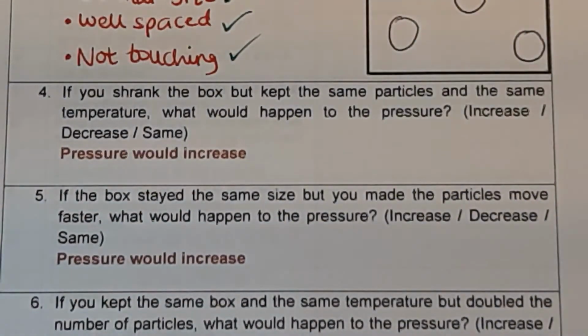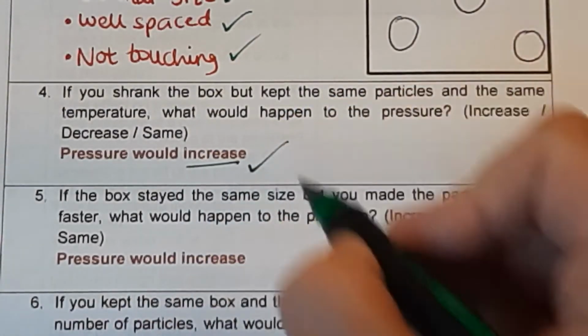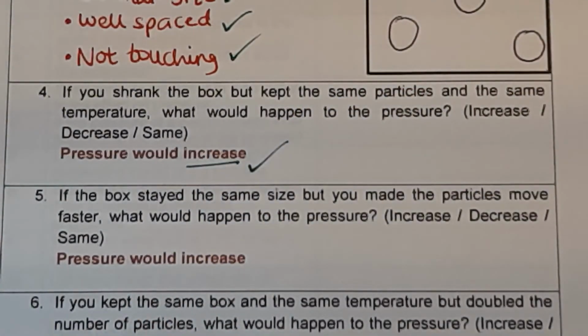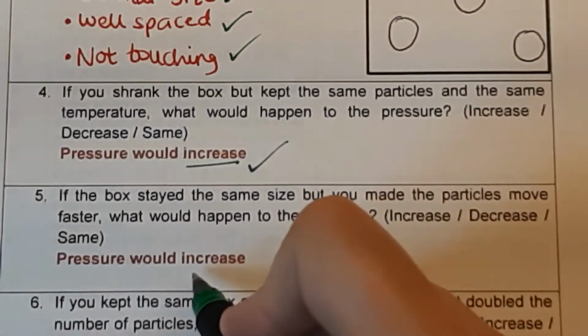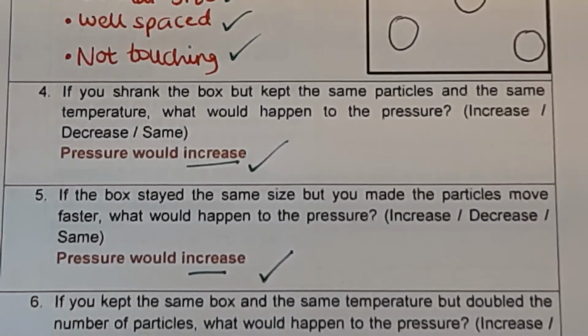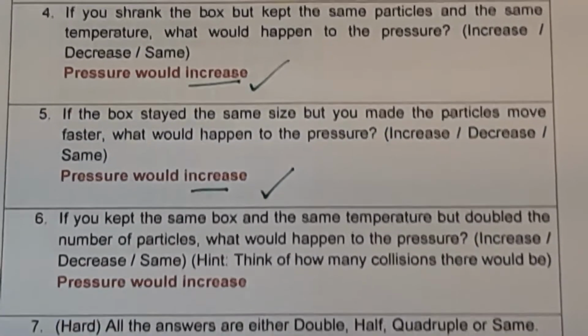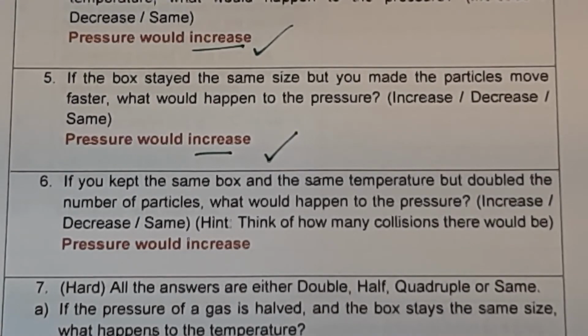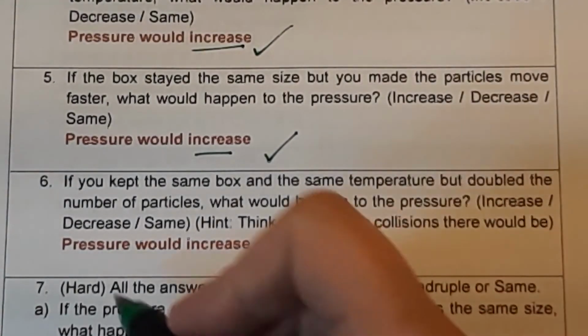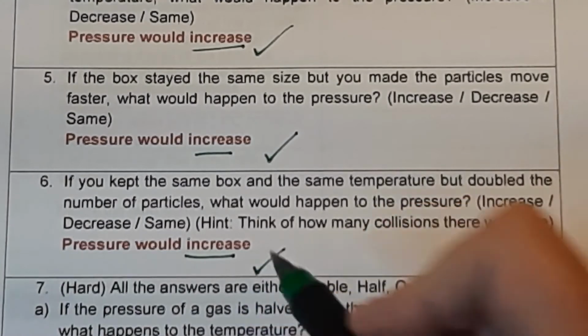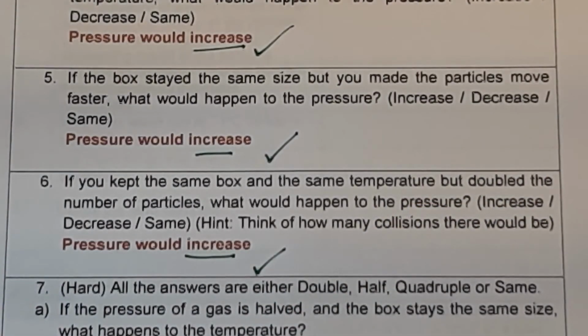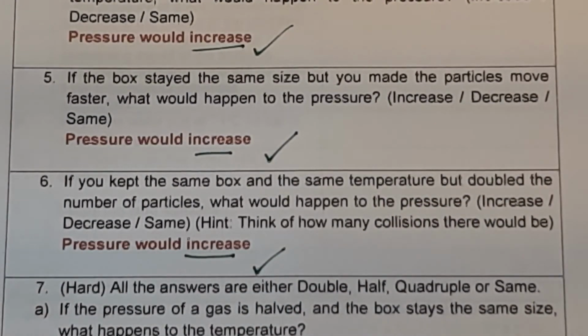Question 4. If you shrank the box but kept the same particles and the same temperature, what would happen to the pressure? Would it increase, decrease, or stay the same? Well, it would increase, so you get the mark for that one. Question 5. If the box stayed the same size but you made the particles move faster, what would happen to the pressure? Well, pressure would increase. Question 6. If you kept the same box and the same temperature but doubled the number of particles, what would happen to the pressure? Well, in this case, it would increase because there are more collisions, because there are twice as many particles.